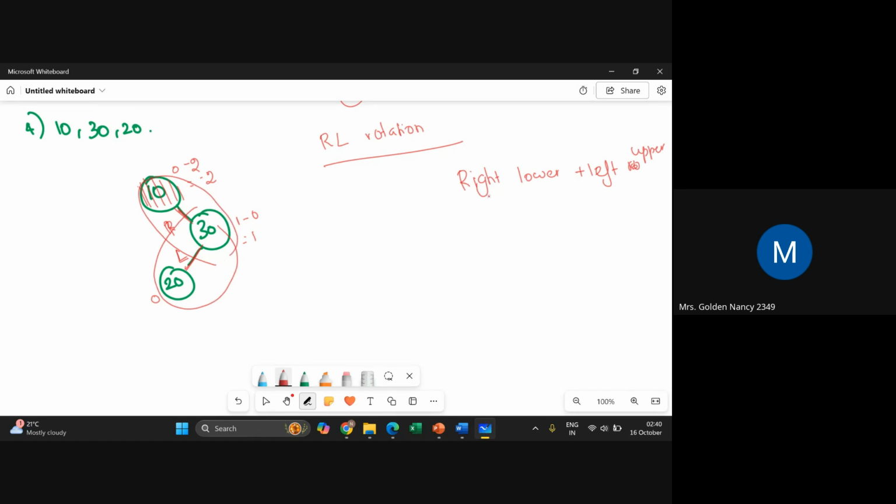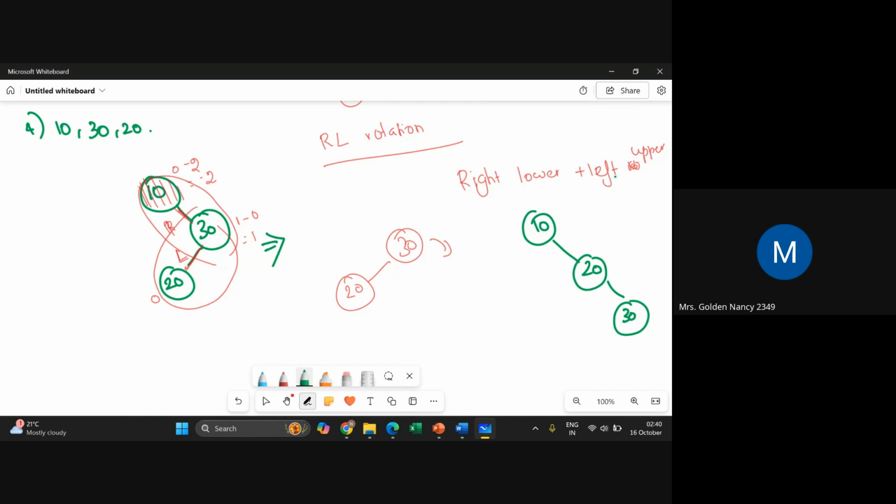So right side rotation in the lower part. If 30 and 20 are the two elements, and I rotate clockwise, what happens? I'll pull it down. How will this tree look? If I pull this down, 10 will be on top. I'm just doing right rotation on 30 and 20 only. If I pull this 30 down, what happens? 20 will be here and 30 will be here.